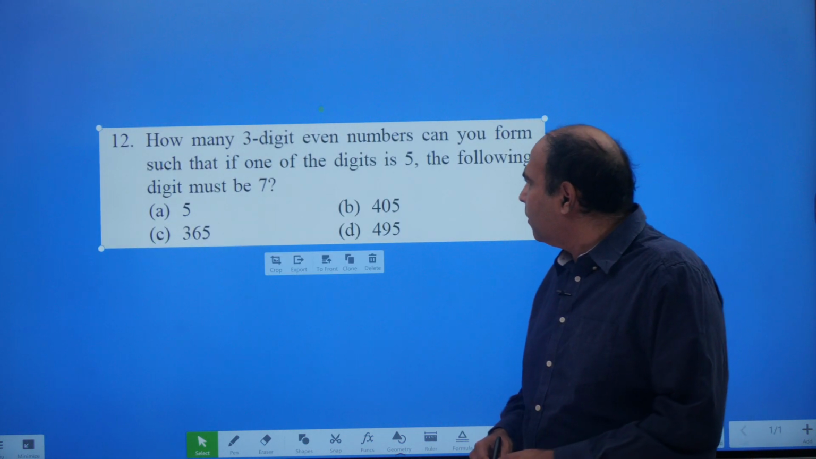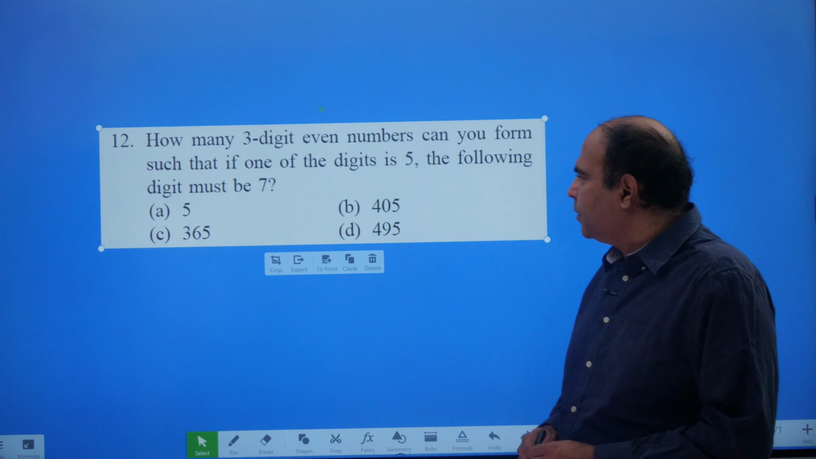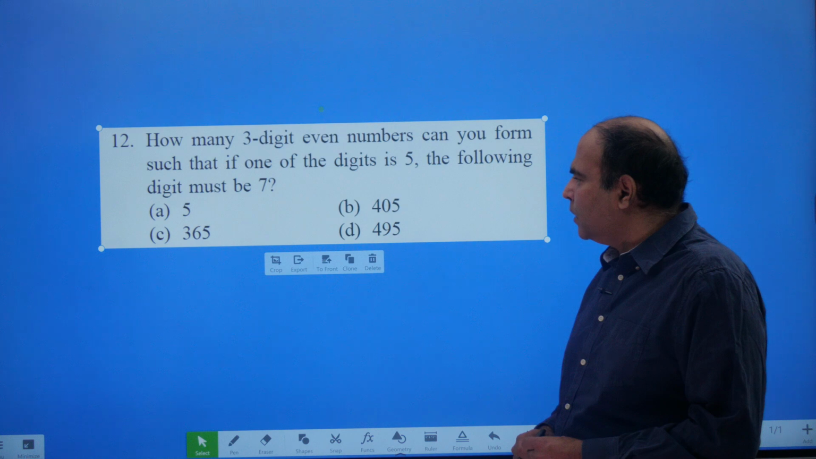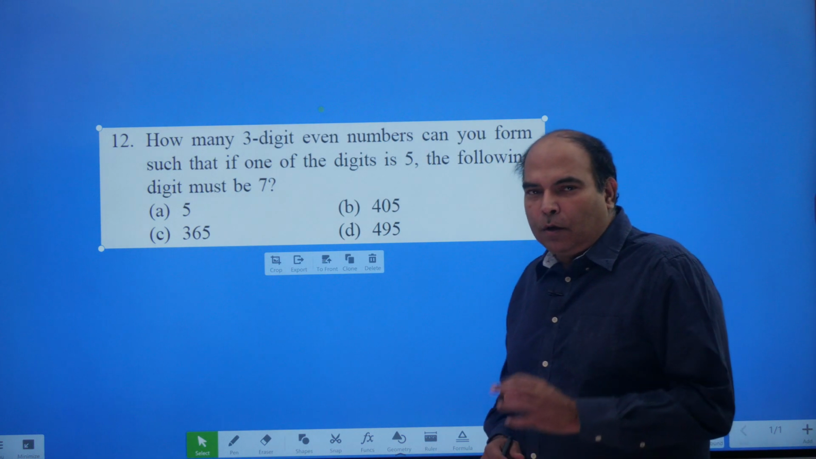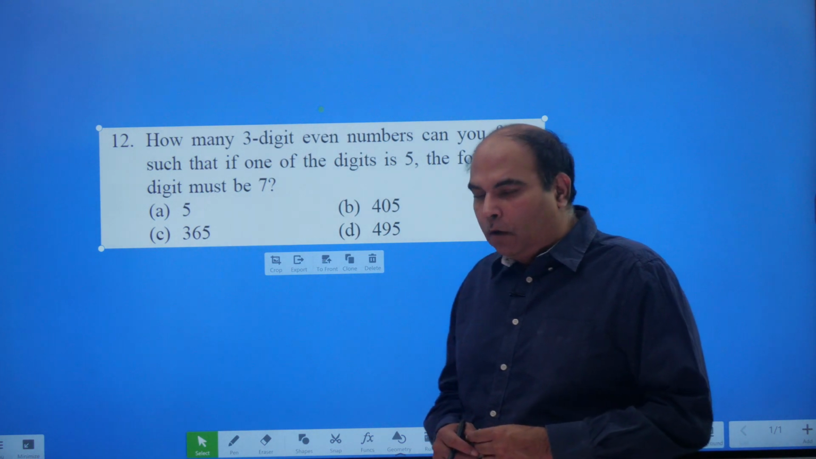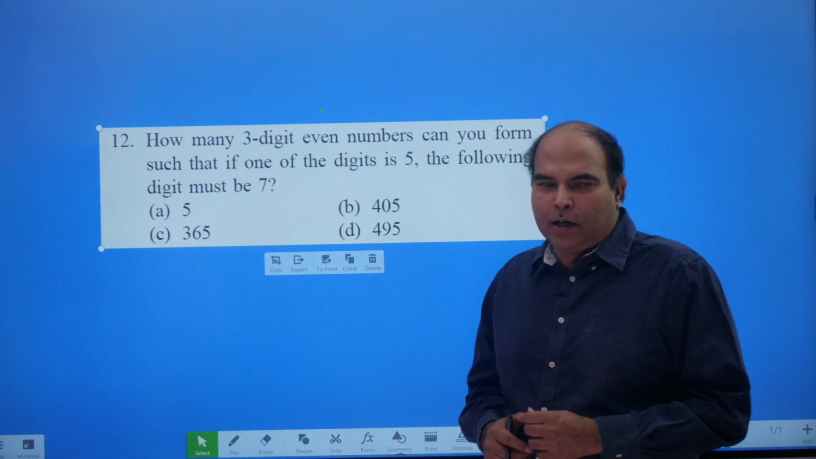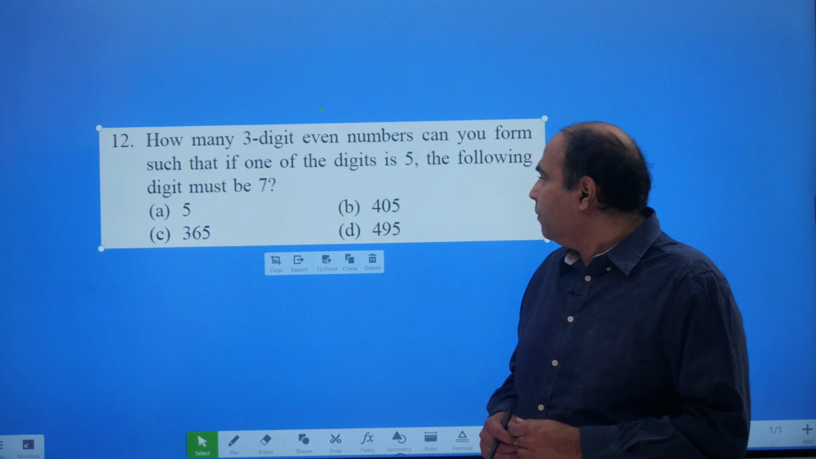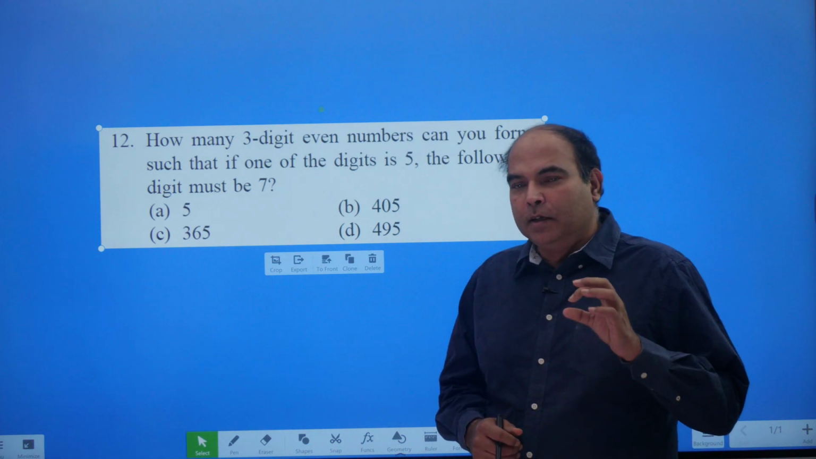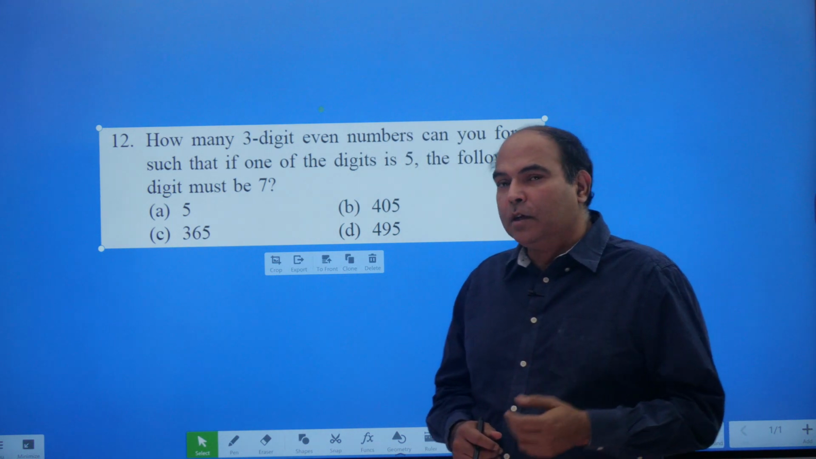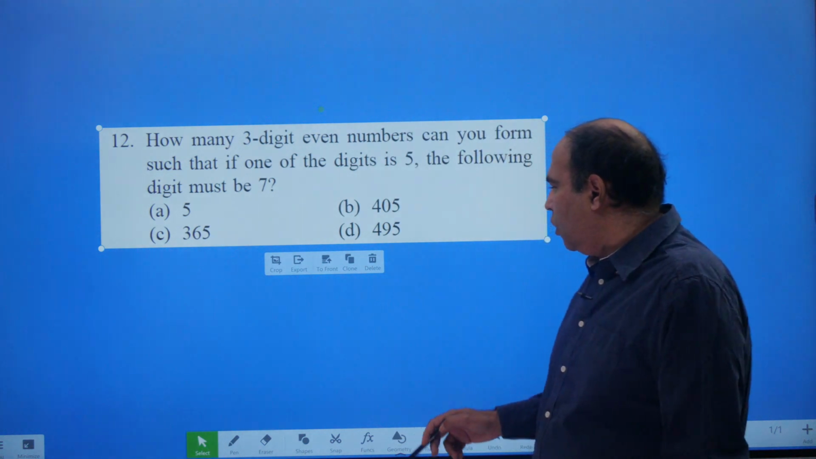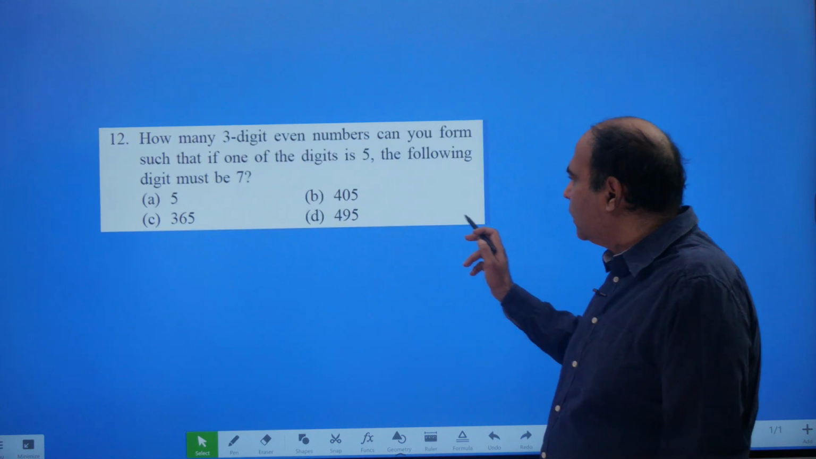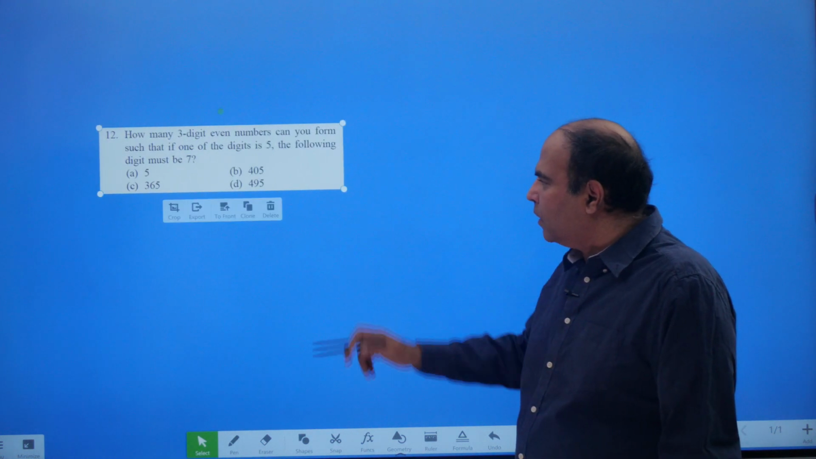How many three-digit even numbers can you form such that if one of the digits is 5, the following digit must be 7? So I would like you to stop the video and try to solve this on your own, and then we'll have a look at this question. How many three-digit even numbers can you form such that if one of the digits is 5, the following digit must be 7?